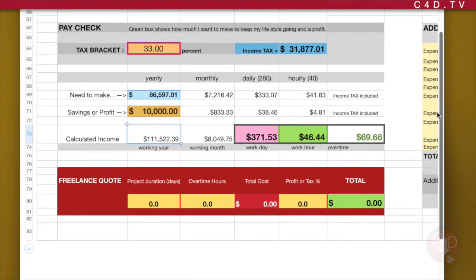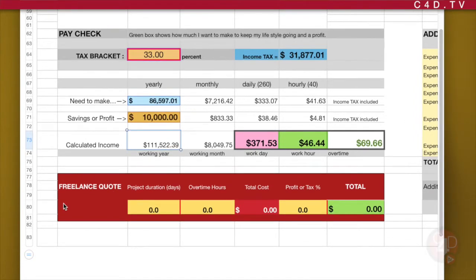Now, after doing that, I have created this freelance quote. Now that we know how much your work day, your work hour, and your overtime hour is supposed to be, the freelance quote is going to help you get into a ballpark where you are not losing money. Every time that you work in an industry, regardless of what it is, at least you want to make the hourly money so that you know you're not losing money.